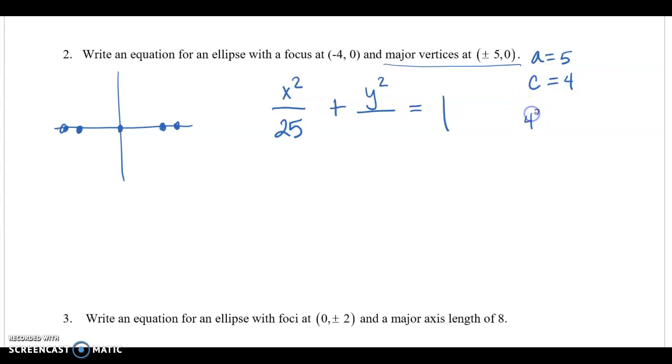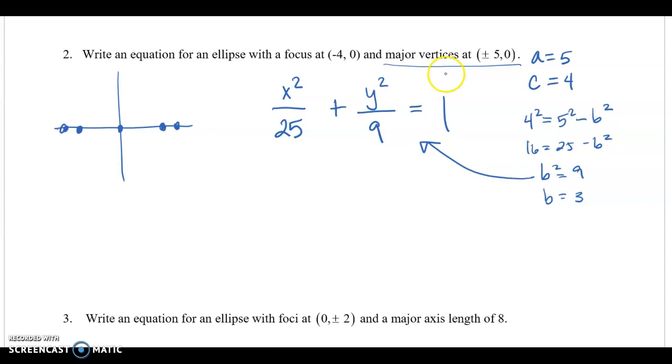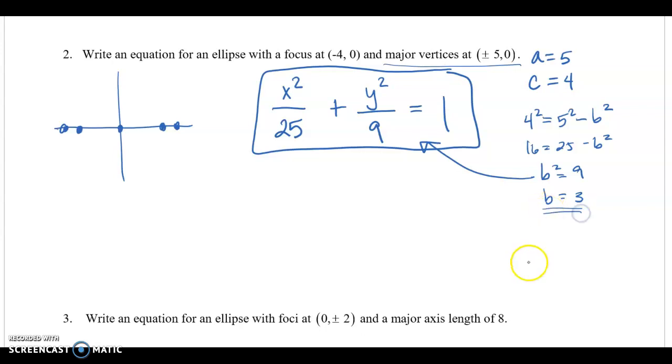And I'm pretty sure we have another relationship. So C squared, 4 squared, equals A squared minus B squared. So we have 16 equals 25 minus b squared. And so b squared equals 9 and b equals 3. So for the b squared, that's going to go into the equation, 9. And really, since the problem says, what's your equation, we're done. We didn't really even need to technically know what the b value was. We just needed to know what b squared was.